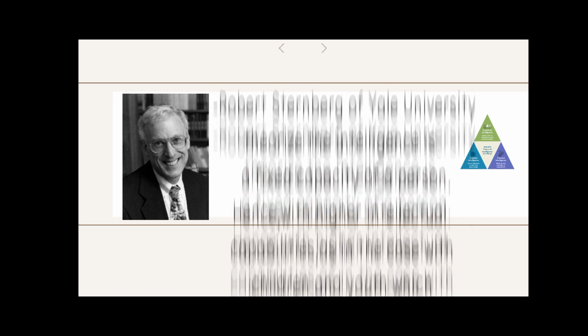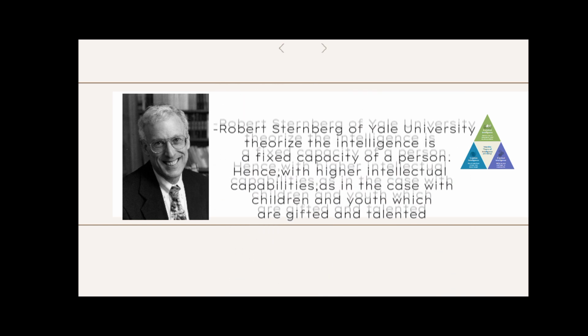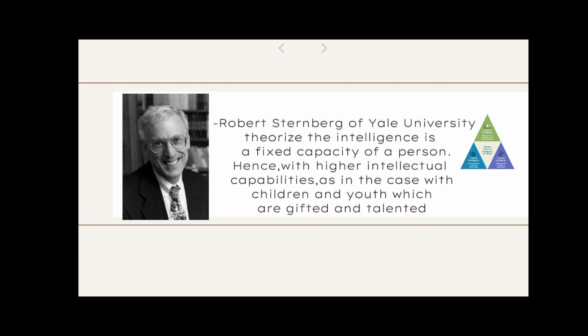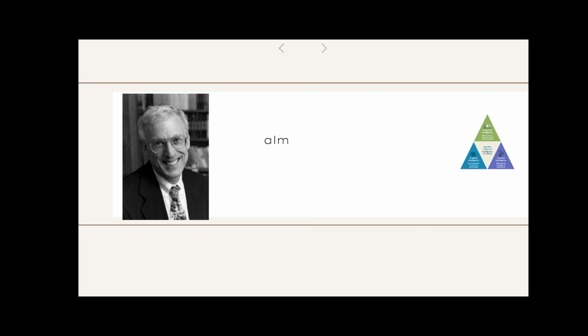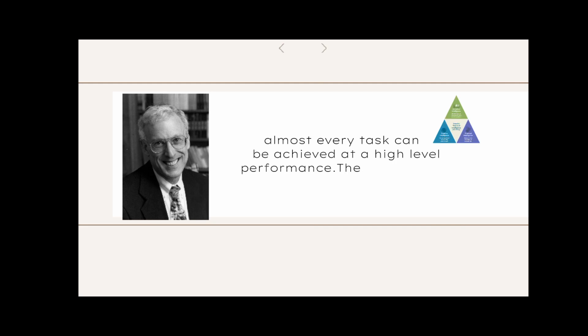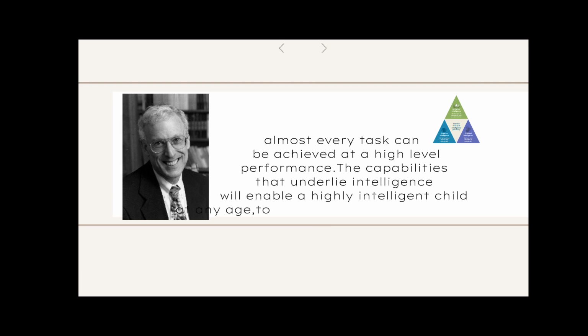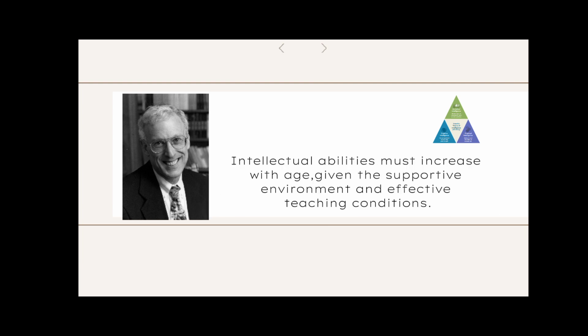Sternberg's hierarchic theory of intelligence. Robert Sternberg of Yale University theorized that intelligence is a fixed capacity of a person, hence with higher intellectual capabilities, as in the case with children and youth who are gifted and talented, almost every task can be achieved at a high level of performance. The capabilities that underlie intelligence will enable a highly intelligent child at any age to do better than his peers and age mates.